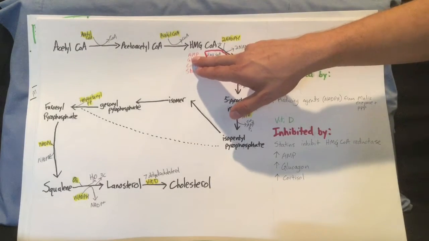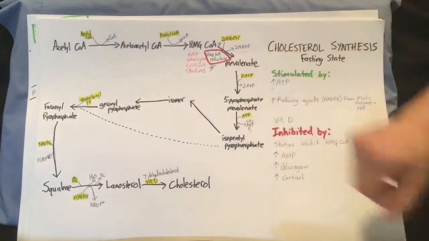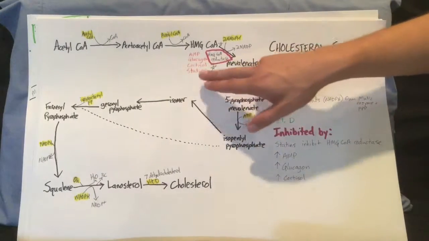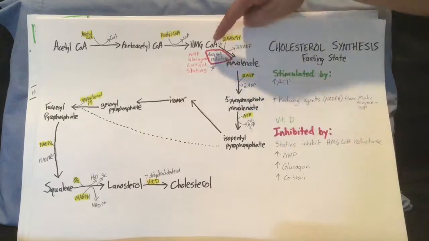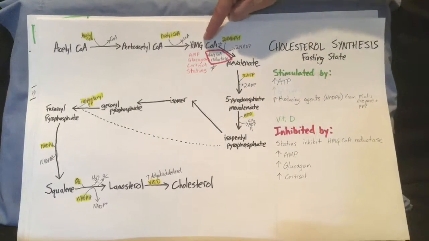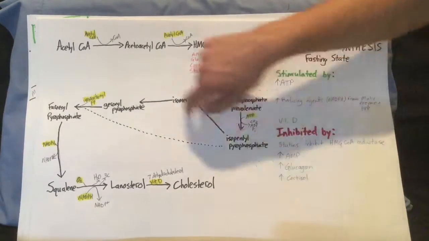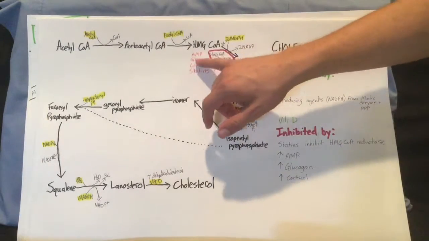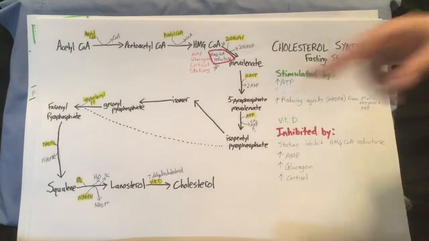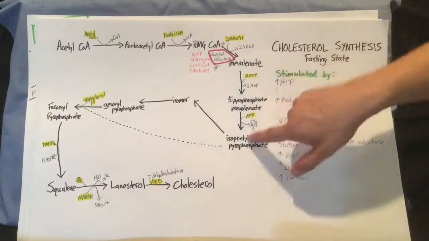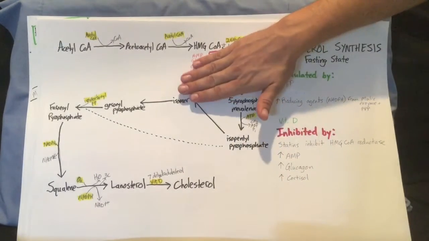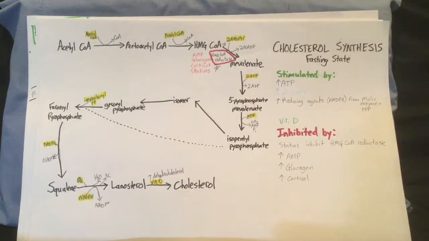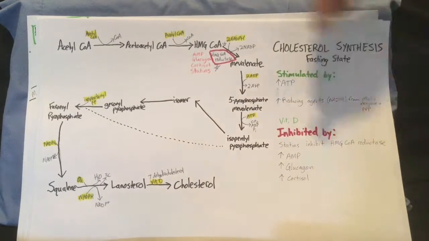If you've got AMP, low energy, if you've got glucagon, if you've got cortisol or statins, we'll talk about those in a second, these things are going to inhibit HMG-CoA reductase, and we'll probably use this then instead for ketogenesis, not for cholesterol synthesis. So low energy, high glucagon, cortisol is going to make that happen. Also statins. Now statins will inhibit this. They're a class of drug for cholesterol lowering that just basically block the rest of this from happening, which I don't know why that is any good for anybody, but whatever.